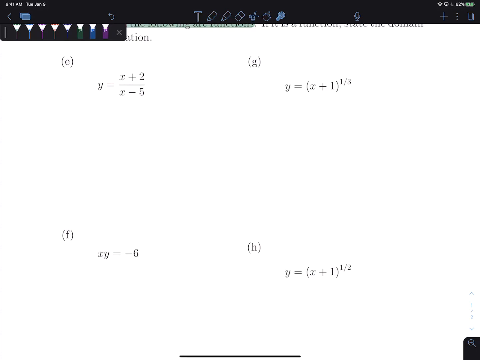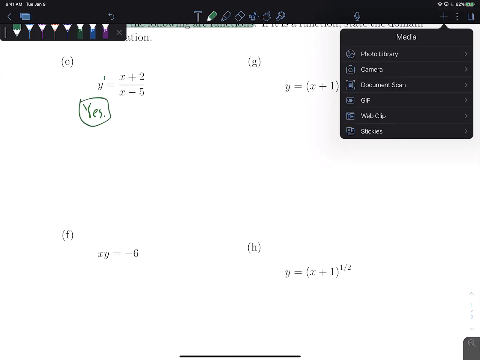To do that, let's look at the y variable. The y variable has an exponent of 1, and because of that, that's odd. That means that, yes, this is in fact a function.